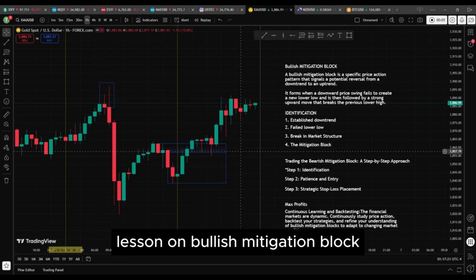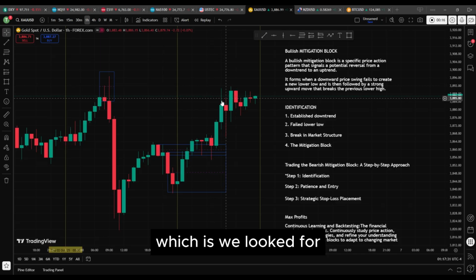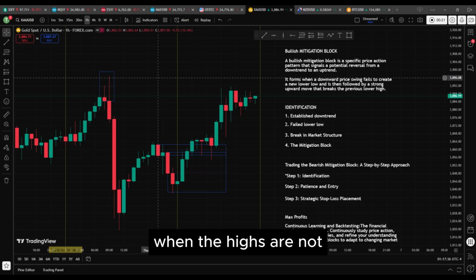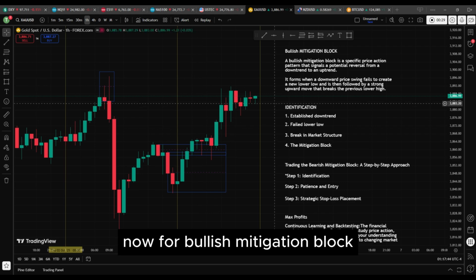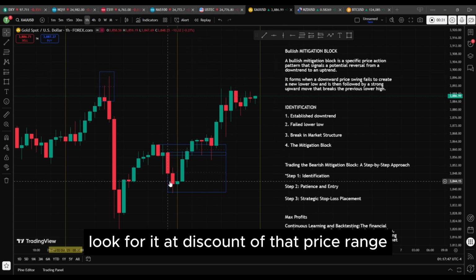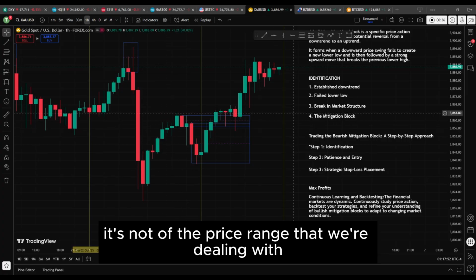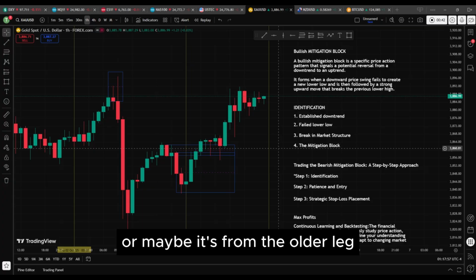Welcome to this lesson on bullish mitigation block. The last time we talked about bearish mitigation block, where we look for it at the highs, when the highs make a failure swing. Now for bullish mitigation block, we look for a discount of that price range, the discount of the price range that we are dealing with. Maybe it's the new leg of the price range, or maybe it's from the older leg.